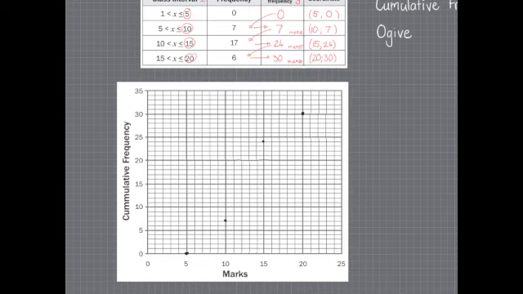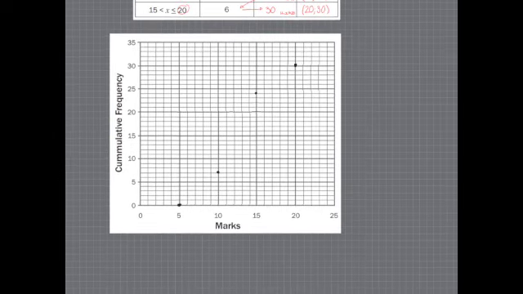Now you would then use your ruler to join this all up, but there's going to be a flow that we're looking for. And this flow, this shape, is what we call the ogive. So there we go, and then it goes up. Sorry, just trying to get the ruler perfect. I'm never going to get it perfect, am I? And then, whoa, it goes across like that.